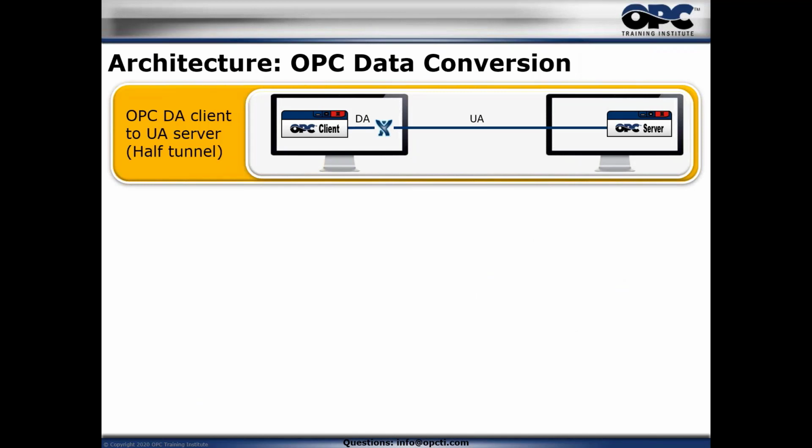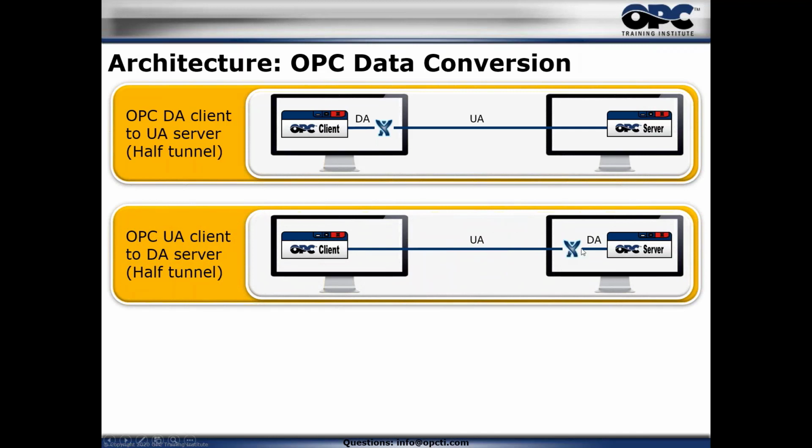Now, to get this actually working, I'll show you the half tunnel and the full tunnel. In this case, we've got a server on the right, and it supports only OPC UA. The question is, what happens when you have a DA application needing to connect to a UA server? How do you do that? Well, you have the converter here. It brings in OPC UA. So OPC UA comes in over the network, and it gets converted to OPC DA locally. That's a half tunnel. We can do the other half just like this: DA locally, UA on the network.